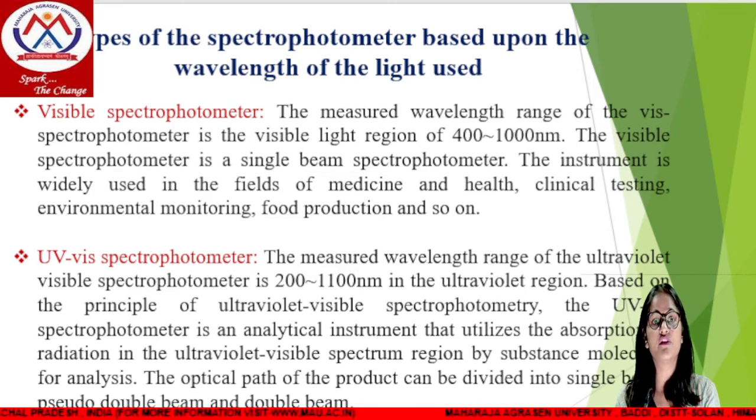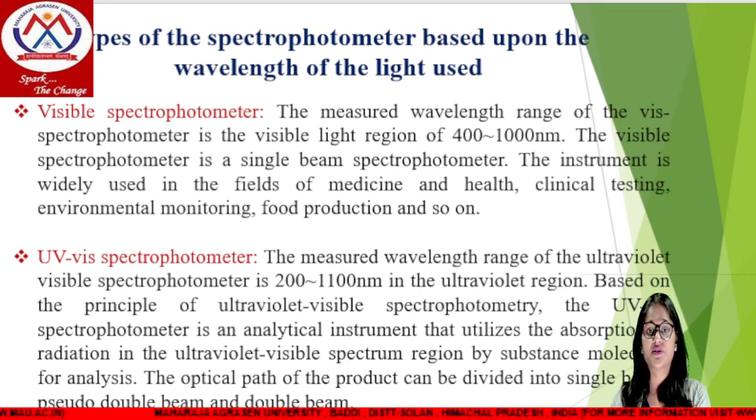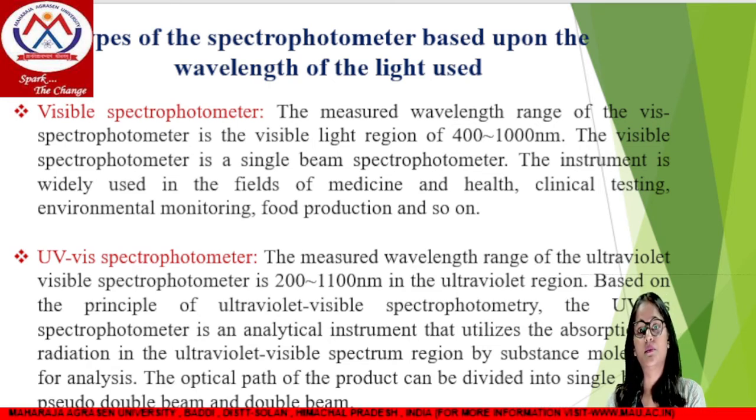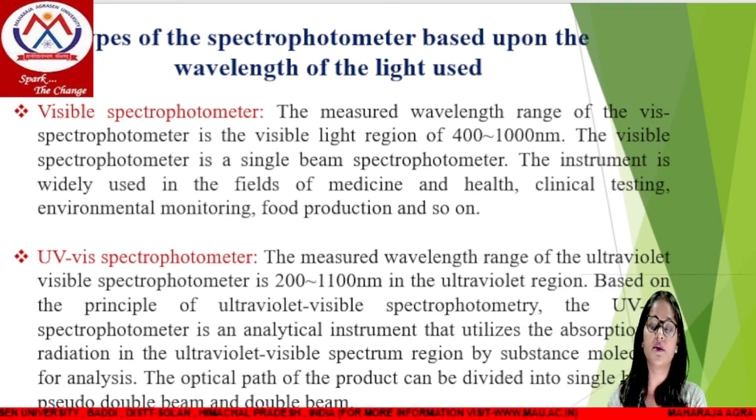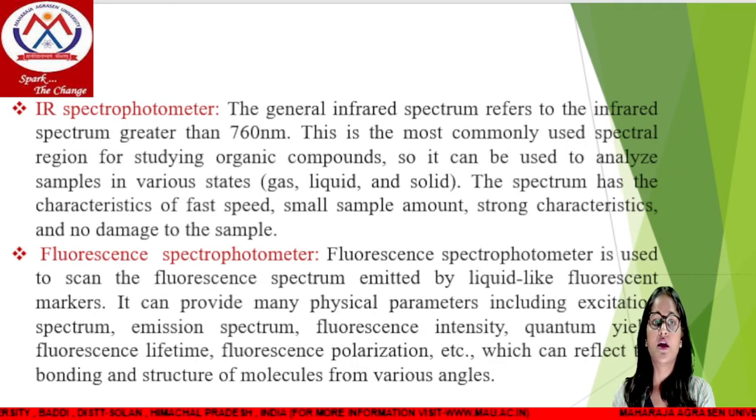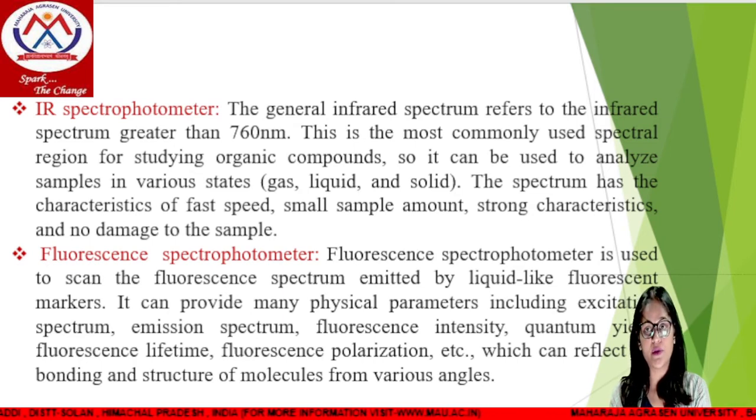Another one is the UV-visible spectrophotometer. Here, the measured wavelength range is 200 to 1100 nanometers. Based on the principle of the UV-visible spectrophotometer, the radiations in the UV-visible region are absorbed by the substance which we are studying, and the optical path of the product can be divided into single beam, pseudo double beam, and double beam.